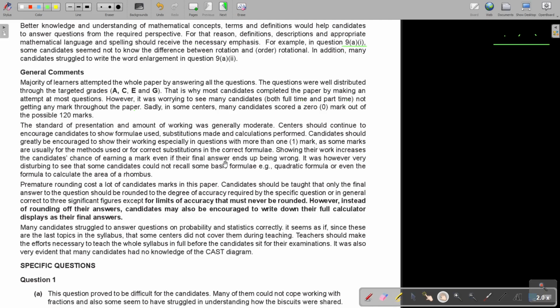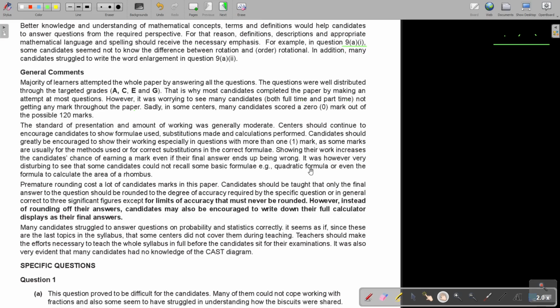It was, however, very disturbing to see that some candidates could not recall some basic formulas. So again, make a formula list and study that. You're not having a formula sheet, so study your basic formulas. Like with a spelling test, let the students write down the formulas and make sure that they put them in their long-term memory. So like the quadratic formula or even the formula to calculate the area of a rhombus. When you see there are a lot of formulas, you as a teacher should make sure that your students know the formulas, and the best way is to test them.